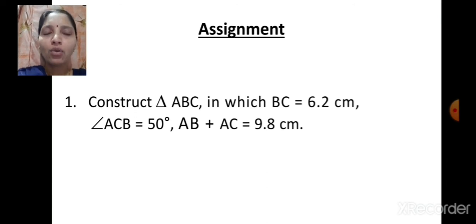So accurate, neat and clean figure you have to draw. First you have to draw the rough figure according to this information, and then you will start drawing the fair figure. Okay. So I hope you all have enjoyed this session.